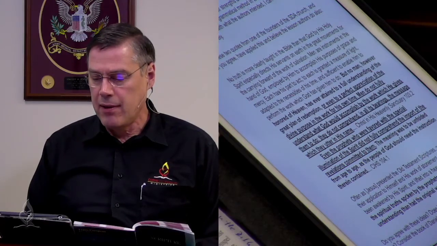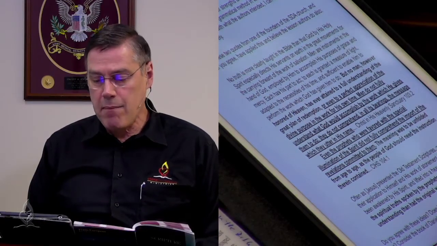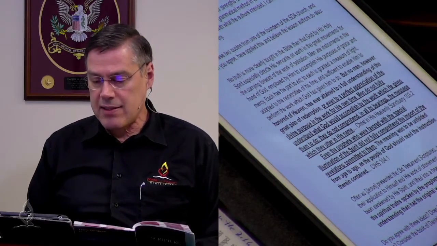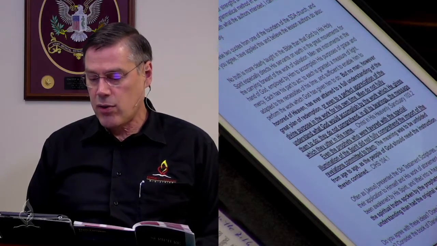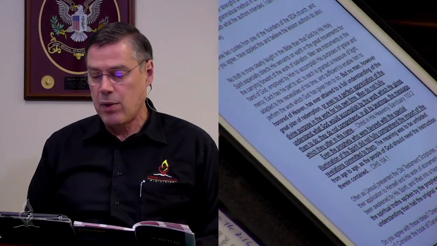Here's two quotes from one of the founders of the Seventh-day Adventist Church. I want you to consider whether you agree with this approach and whether you apply this approach to how you read Scripture, and whether you think the lesson authors do. The first is "Christ in His Heavenly Sanctuary," page 103. "No truth is more clearly taught in the Bible than that God, by His Holy Spirit, especially directs His servants on earth in the great movements for carrying forward the work of salvation. Men are instruments in the hand of God, employed by Him to accomplish His purposes of grace and mercy. Each has his part to act, and each is granted a measure of light adapted to the necessities of his time and sufficient to enable him to perform the work which God has given him to do."